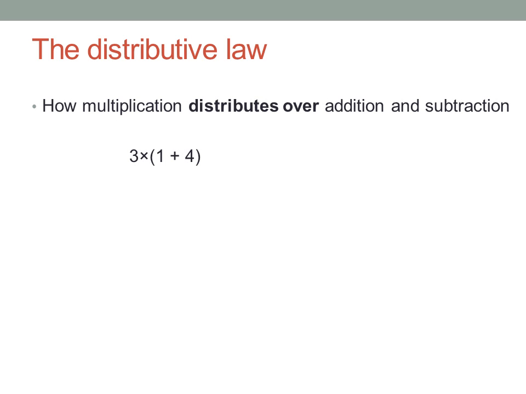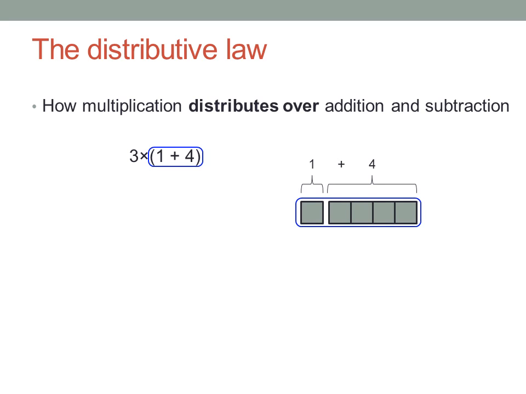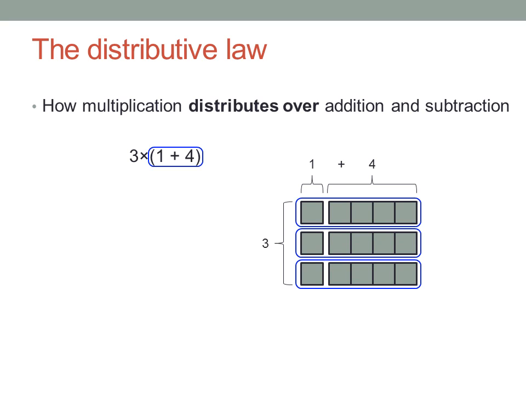The distributive law describes how multiplication distributes over addition and subtraction. I want to start by showing you how it works using numbers first, so you can get your head around what's happening and why it works. Have a look at this example. 3 times (1 plus 4). That's 3 lots of 1 plus 4. Well, 1 plus 4 makes 5 in each row, so I have 3 times 5, which is 15.